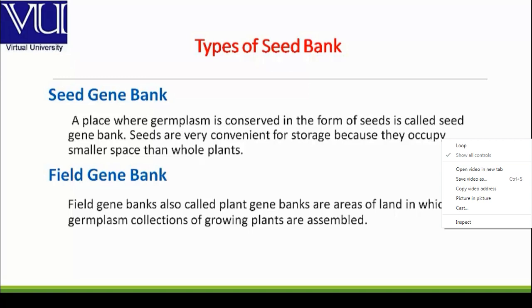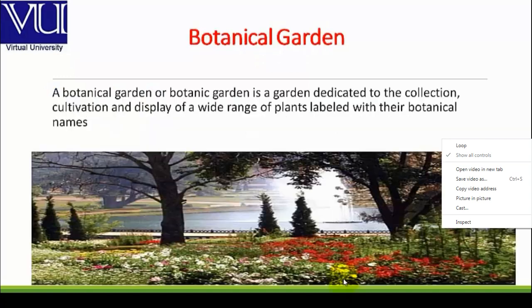utilized in breeding programs. This type of conservation has some drawbacks also, like it cannot cover the entire genetic diversity of a species. It can cover only a fraction of the full range of diversity of a species, and the maintenance of germplasm in a field gene bank is a costly affair. And the next is botanical garden.